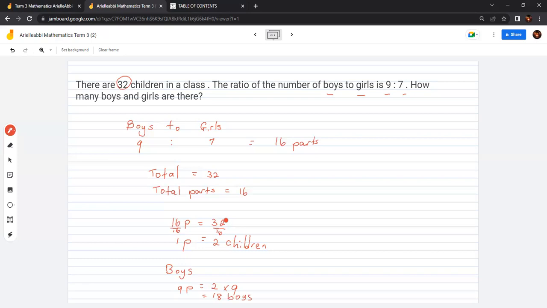And then they told us that there were 7 parts which represented the girls. So that means the girls would have been 7 parts, which is 2 times 7. 7 twos are 14. So it means therefore that we have 18 boys and 14 girls. And if you like, you can add these two values, 18 plus 14, and you're going to see that you got the total number of students in the class.